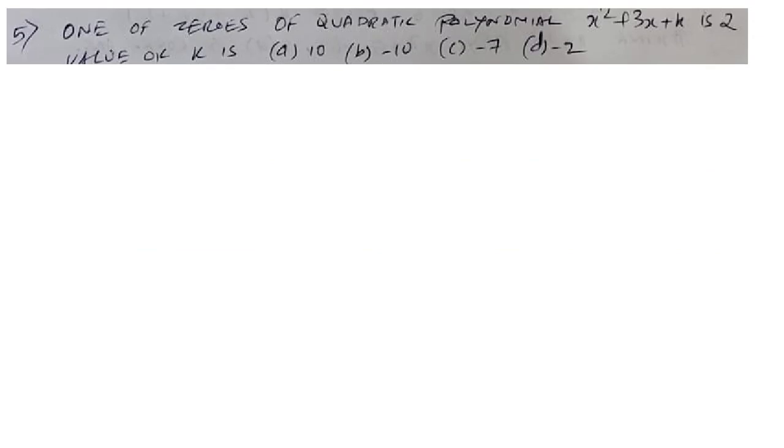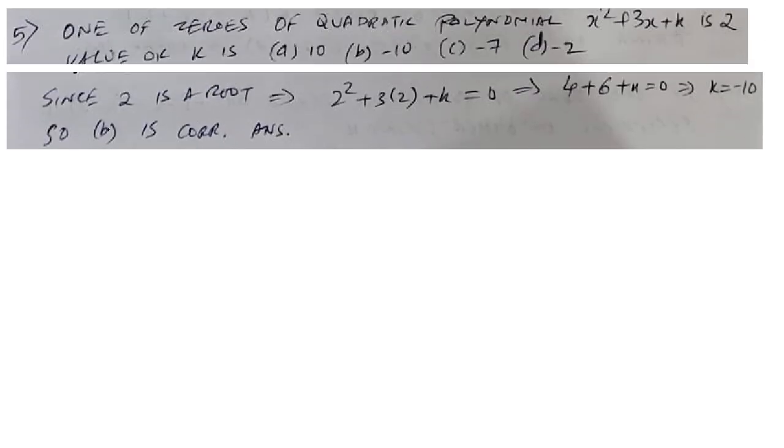Next question. One of the zeros of the quadratic polynomial x squared plus 3x plus k is 2. So one of the zeros is 2, which means if you substitute that value in this equation, you will get 0. That is why it is called a zero, right? What is the value of k? So since 2 is one of the roots, you can substitute it.